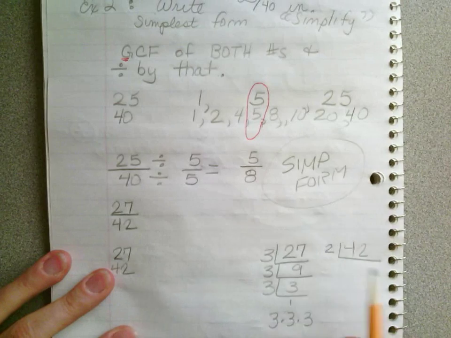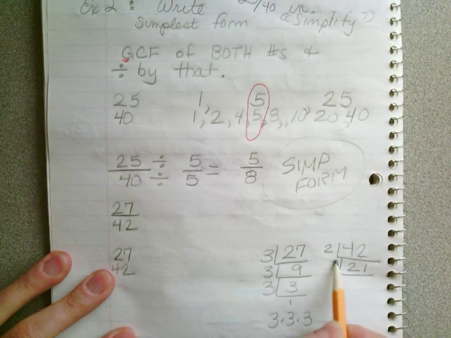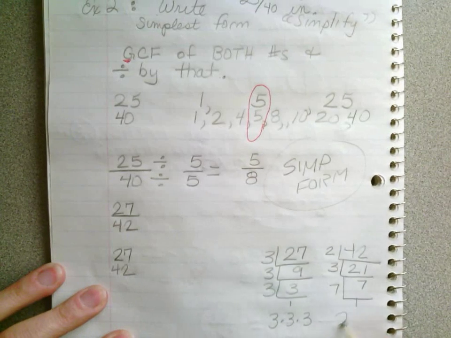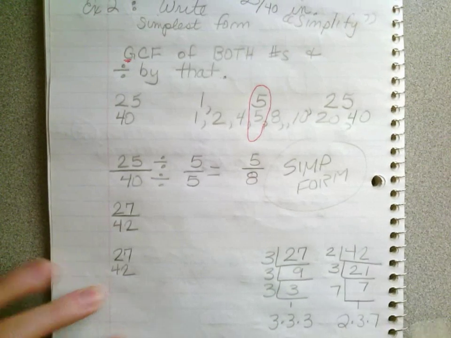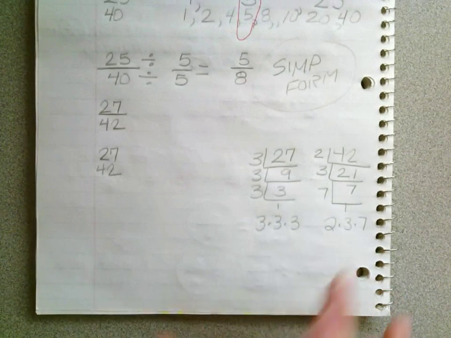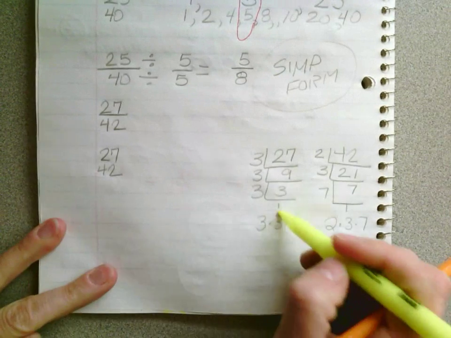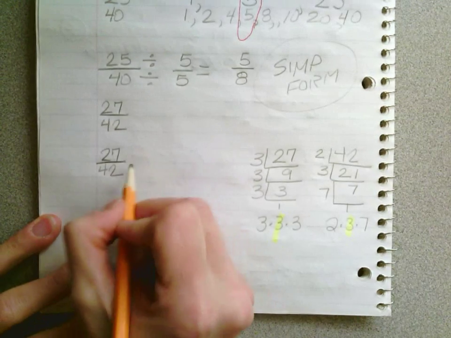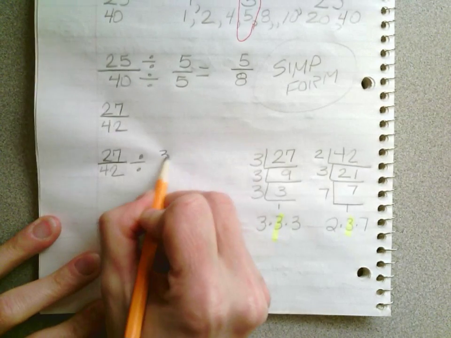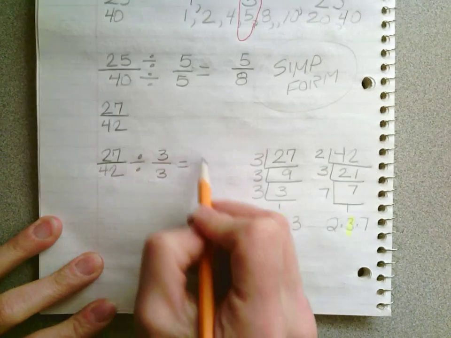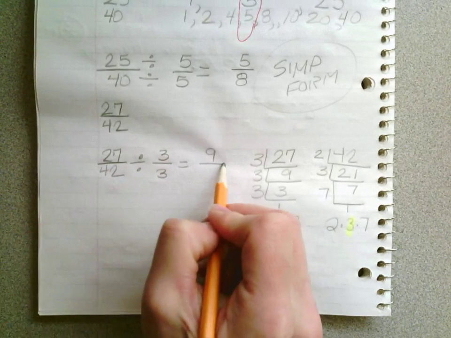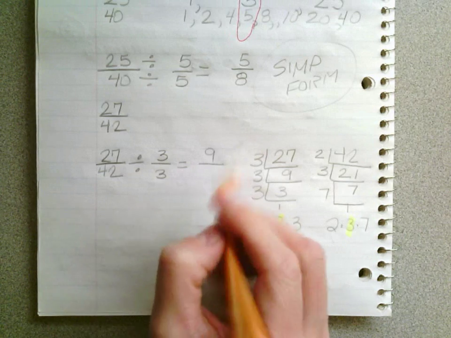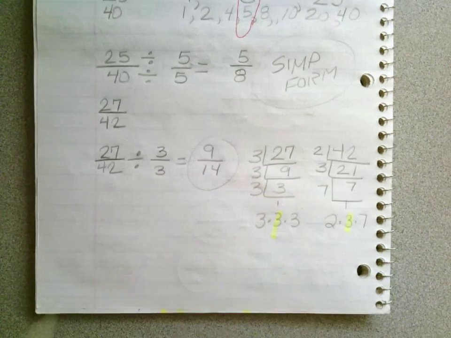42 is 2 times 21, 3, 7, 7, 1. 2 times 3 times 7. What do they share, folks? 3 is right. They share a 3. So we're going to divide by 3.